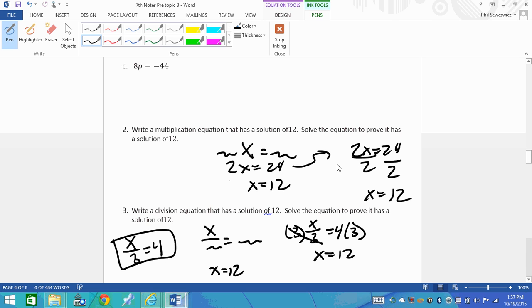Whereas up here, my answer was 2x equals 24. And again, we want the solution to be 12. So when we solved it, I got 12. When I solved it, I got 12.